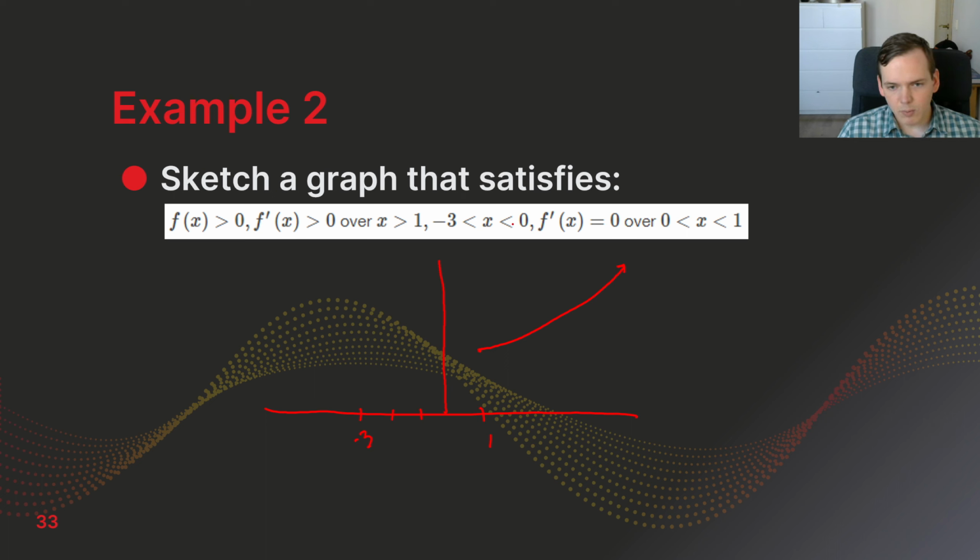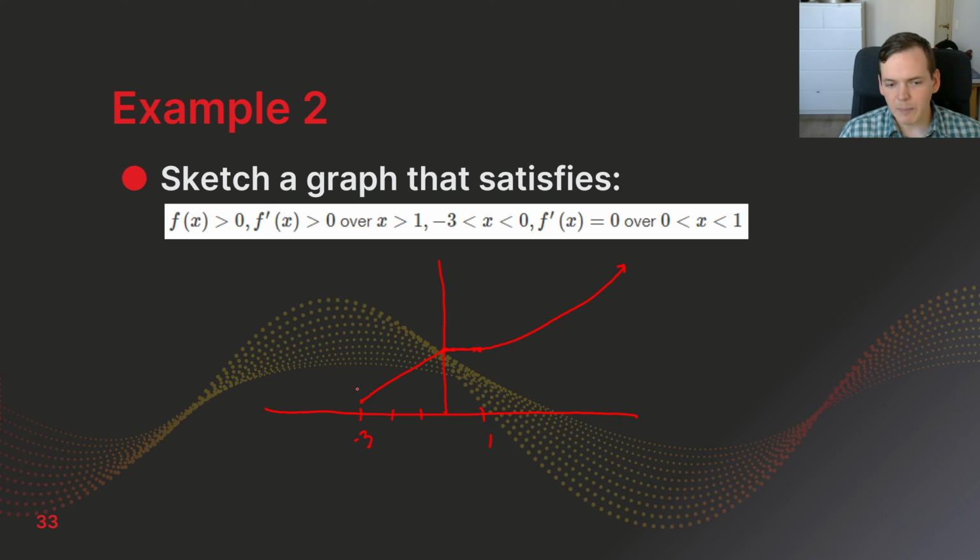And from negative 3 to 0, it's also positive, so we'll go from negative 3 to 0, just like this. And then the derivative is equal to 0 from 0 to 1, so in this section right here, we know it should be flat. So that's our key points. From negative 3 to 0, we've got some upward slope. From 1 off to infinity, we've got some upward slope. From 0 to 1, we've got a flat or no slope.